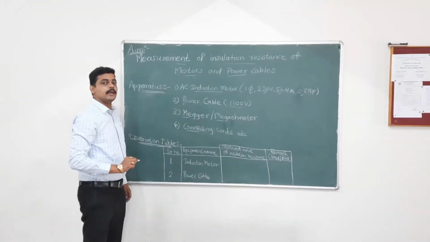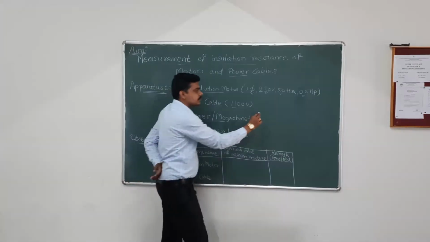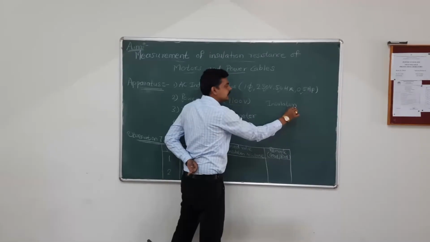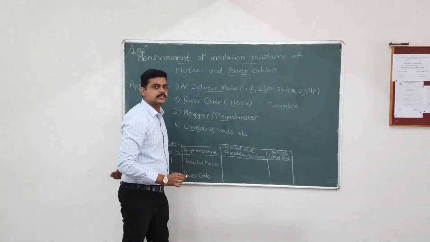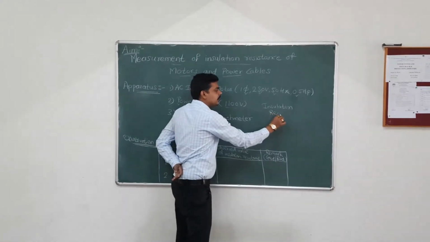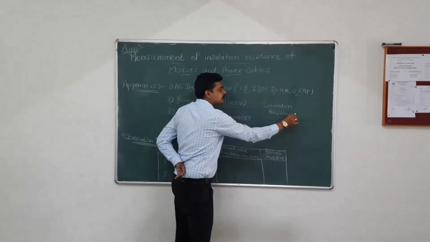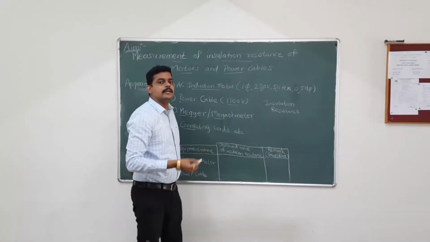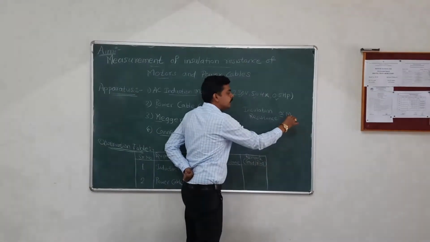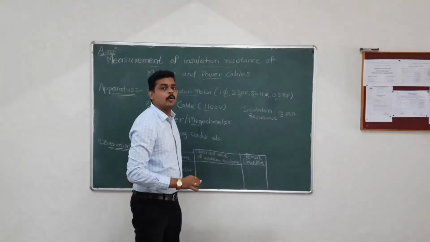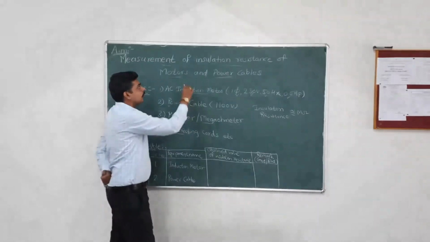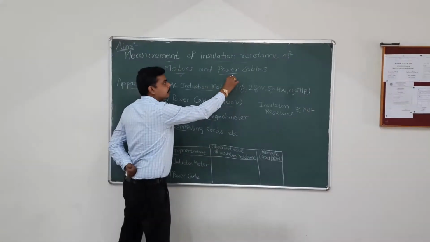In this experiment, we are interested in finding out the insulation resistance for the electrical components or electrical equipment. So what is the insulation resistance? The insulation resistance is nothing but the resistance which is associated with the insulator. That is called the insulation resistance. And as we know, the insulation resistance must be in the order of mega ohm, the value which comes in terms of mega ohm only. So we are interested in finding out the insulation resistance for our electrical motor and for the power cable.